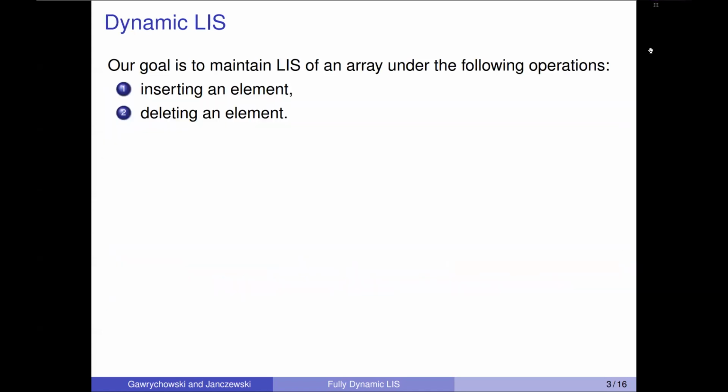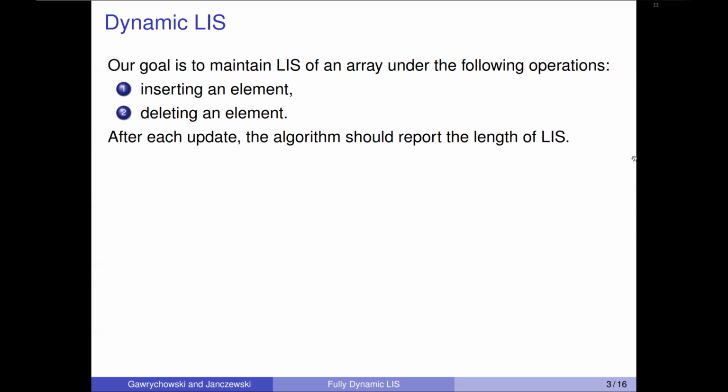But what about the dynamic variant, in which we want to be able to perform updates in our array? By updates, I mean insertions or deletions of elements anywhere in the array. And after each such update, we should be able to report the current length of LIS, right? So the good news here is that it is easy to see that after a single update, the length of LIS can change by at most 1, because inserting or deleting a single element cannot change an increasing subsequence dramatically, right?